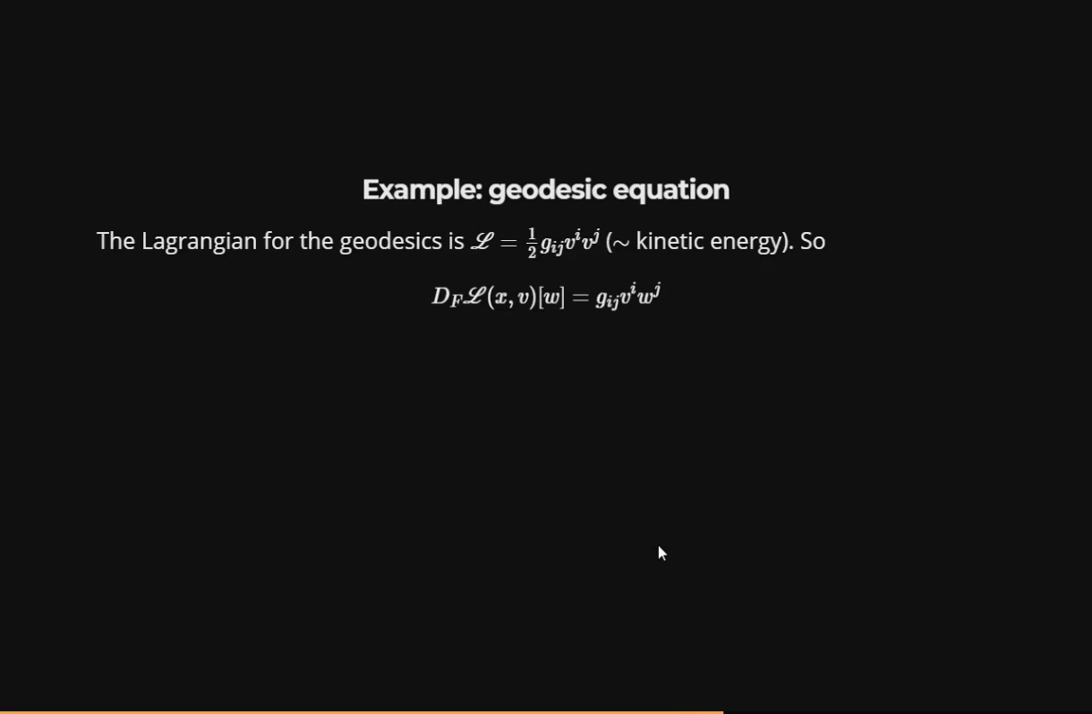Now, an example: the geodesic equation. Let's do some computations so maybe we understand something. The Lagrangian for the geodesics is the kinetic energy. We saw it before: 1/2 g_ij v^i v^j. If you fix x, this is 1/2 v transpose G v, with G a symmetric matrix. So the derivative of this in the v variables is easy. It's just G times v.